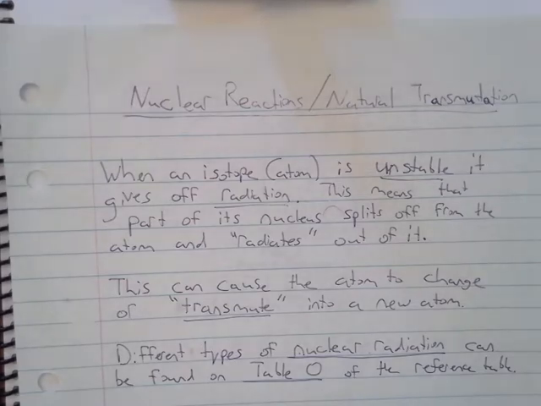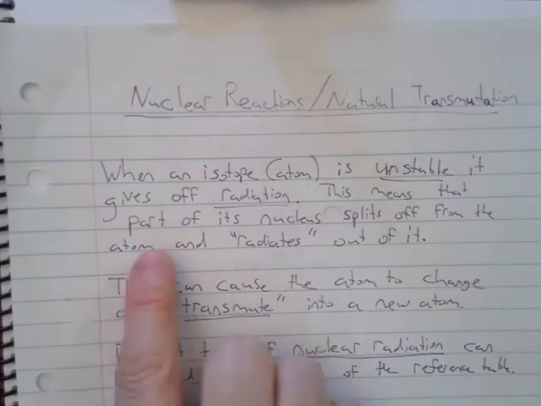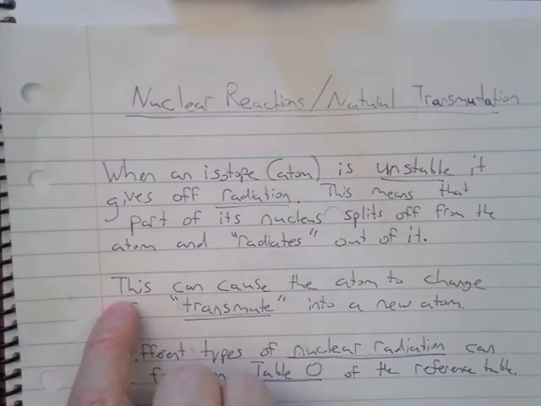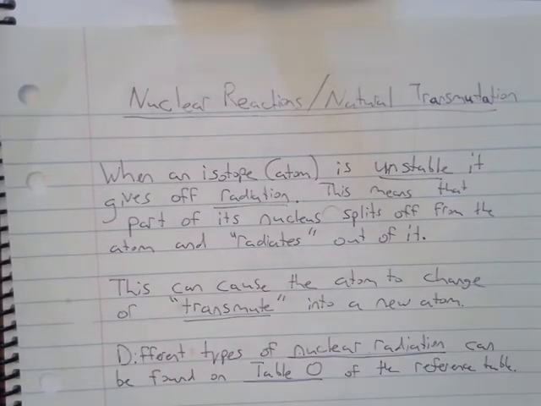So this means that a part of the nucleus of an atom will split off from the atom itself, and this is what we call radiation. It radiates out. When this happens has to do with the amount of neutrons versus protons. There's a neutron to proton ratio that is stable, and if you're not at that number, it is unstable. But we're not going to get into that today.